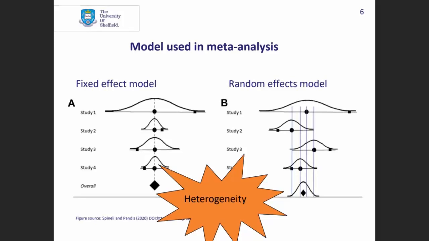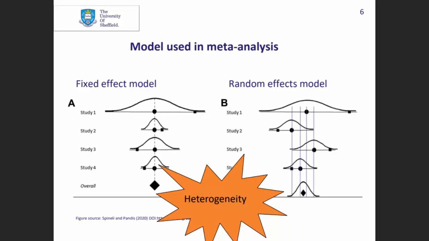And when doing meta-analysis or network meta-analysis, there are two types of models we could use. One is called a fixed effect model. In the fixed effect model, it assumes that there's one common treatment effect, and each study generates an estimate of this common treatment effect. So the left-hand side picture is an illustration of a fixed effect model. The circle there is the common treatment effect, and you can see that the studies all have the same treatment effect.